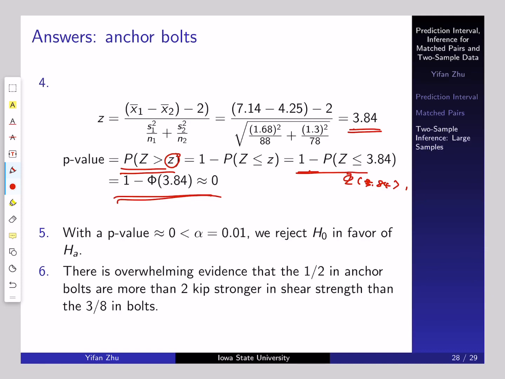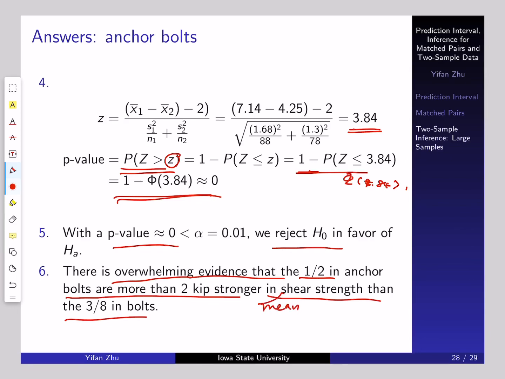So since the p-value is so small, so close to 0, then we can reject H0. There is overwhelming evidence that the 1/2 inch anchor bolts are more than 2 kip stronger in shear strength than 3/8 inch bolts. And to be more accurate, you can say that in mean shear strength, because we are doing the inference for mu1 minus mu2.